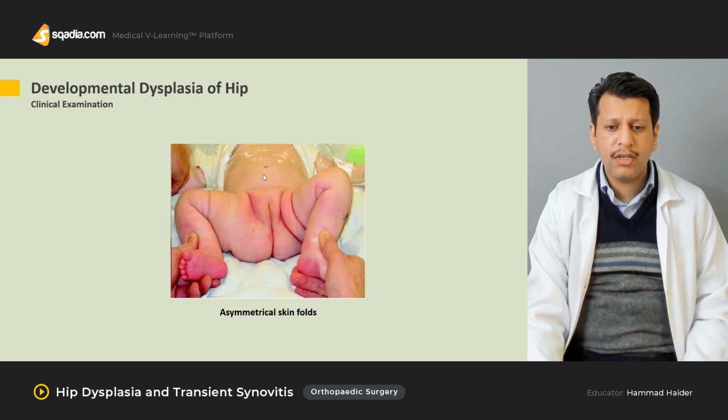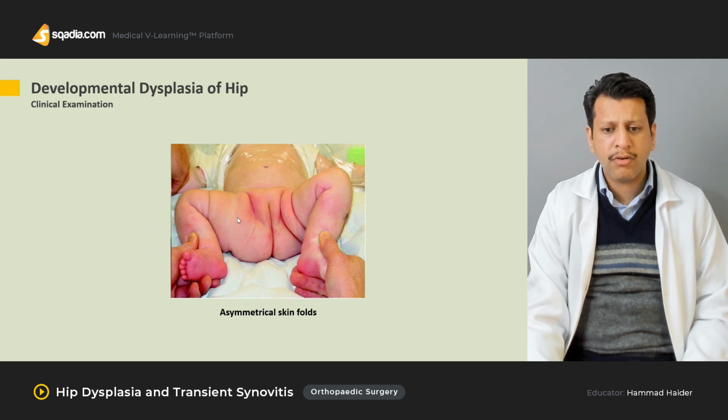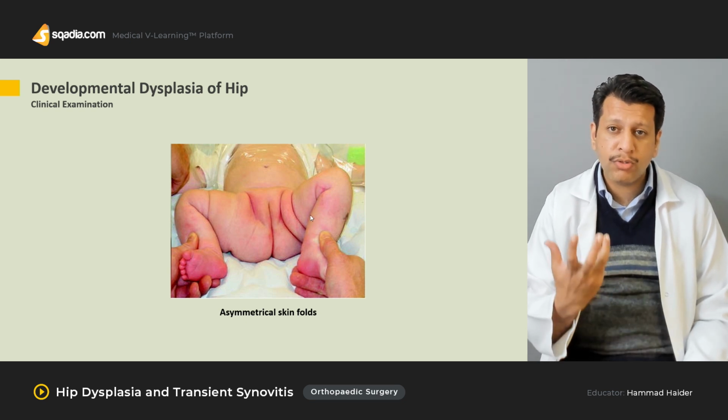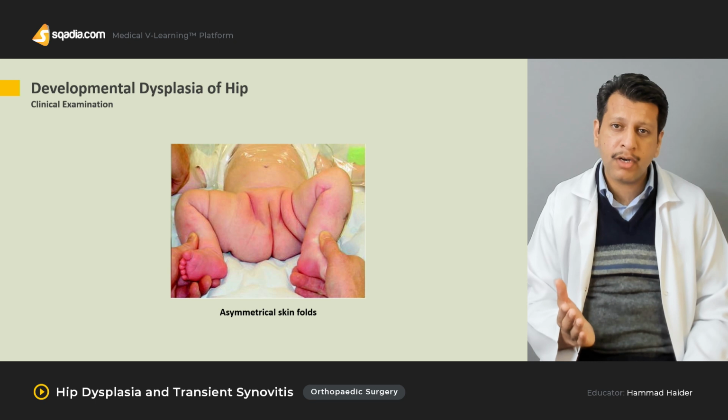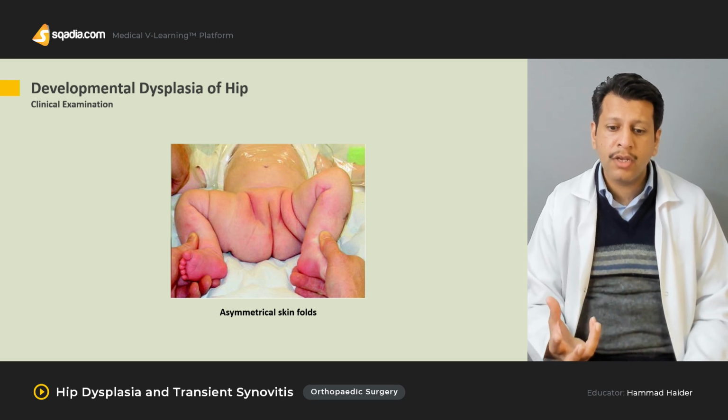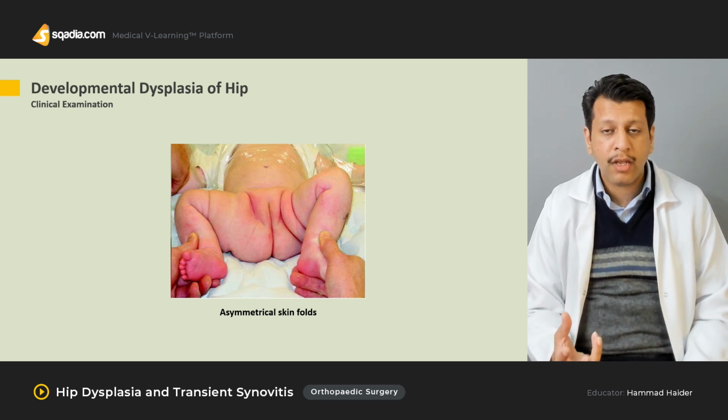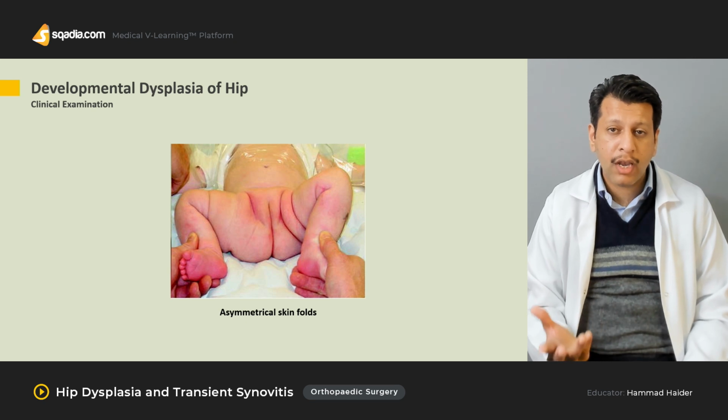And if you see, this is a classically female child. There is only one crease over here and there are two creases over there, so probably either this side is something wrong or that side is something wrong. But if you see, the abduction over there is quite good, but on the left side there's limited abduction as well. So that should also raise the suspicion that if there is limited abduction and asymmetrical skin folds of the thigh, then there is something wrong on the left side.